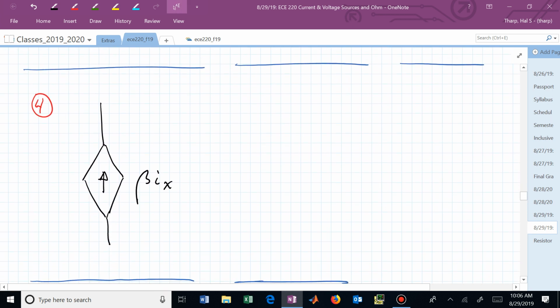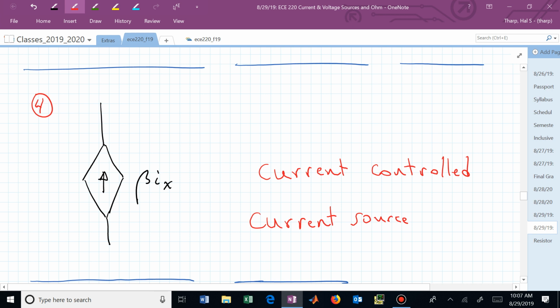But anyway, 4. What's this one? Eventually, what is the source giving us? Current or voltage? It's a current source. And what's controlling that current source? A current. So this is now a current controlled current source, or that's now an ICIS.